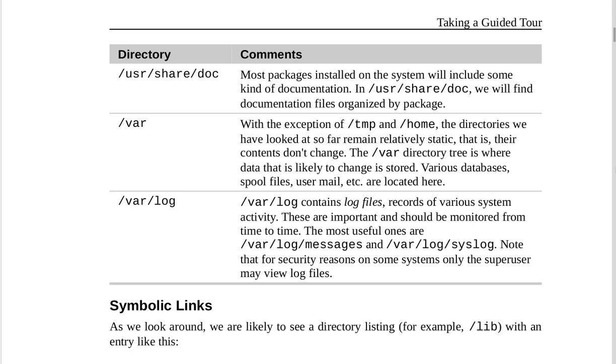/var. With the exception of /tmp and /home, the directories we have looked at so far remain relatively static. That is, their contents don't change. The /var directory tree is where data that is likely to change is stored. Various databases, spool files, user mail, etc. are located here.